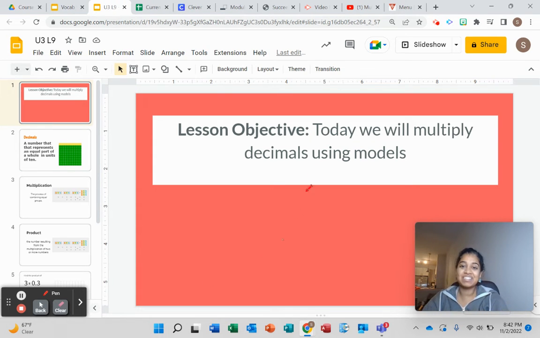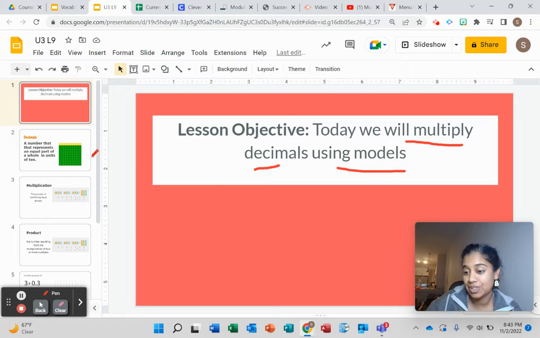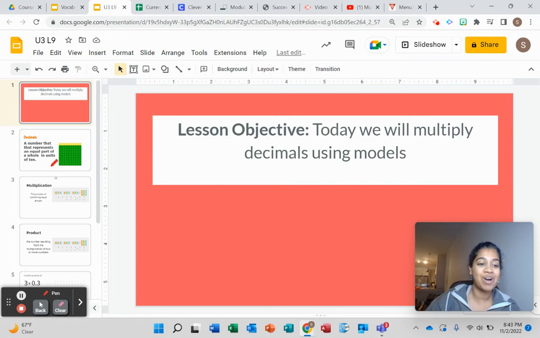Let's go ahead and read our lesson objective. Our lesson objective for today: we will multiply decimals using models. Okay, let's go ahead and go into our vocabulary.